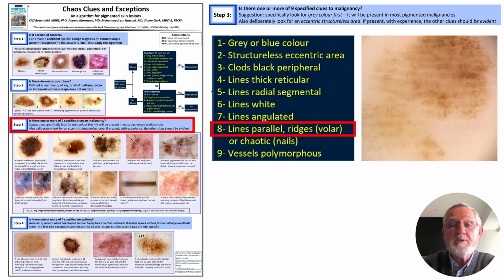Now here's an example of lines parallel on the ridges. This is on the sole of the foot. The lines are broad, which is what you see when the lines are on the ridges. It doesn't matter where the pigment is, it matters where the lines are. If you refer to the book Dermatoscopy and Skin Cancer, you'll see the comparison with the fine lines of the dermatoglyphic furrows. This is a melanoma in situ.